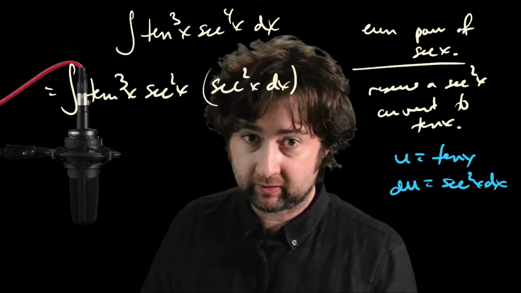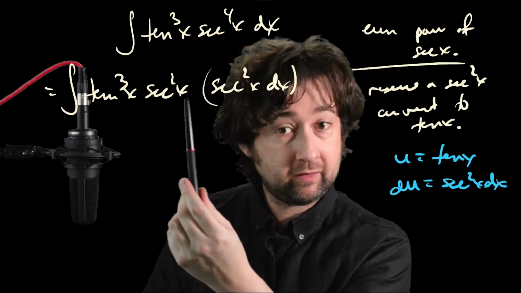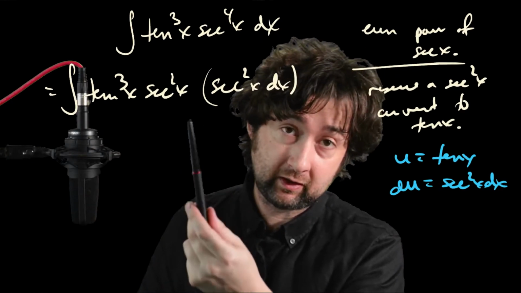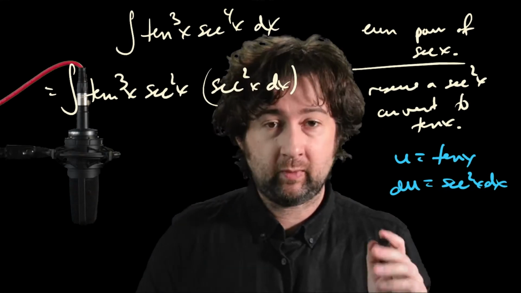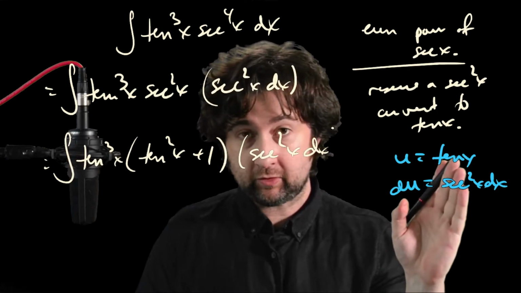I'm already set up for this. The problem is that I have these secants in here that aren't tangents. But now that I've got an even power of secants left over, I can convert all these into tangents using the Pythagorean identity. Remember that secant squared of x is equal to tan squared x plus 1. Well, now I can use my substitution.